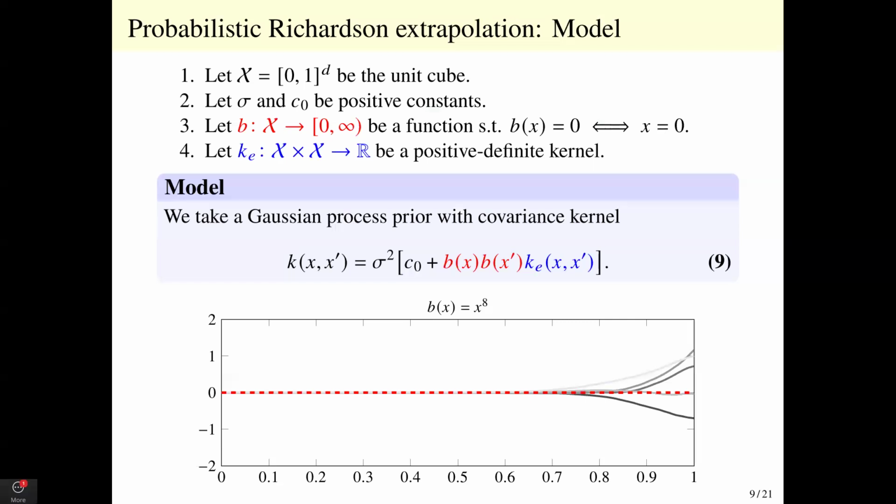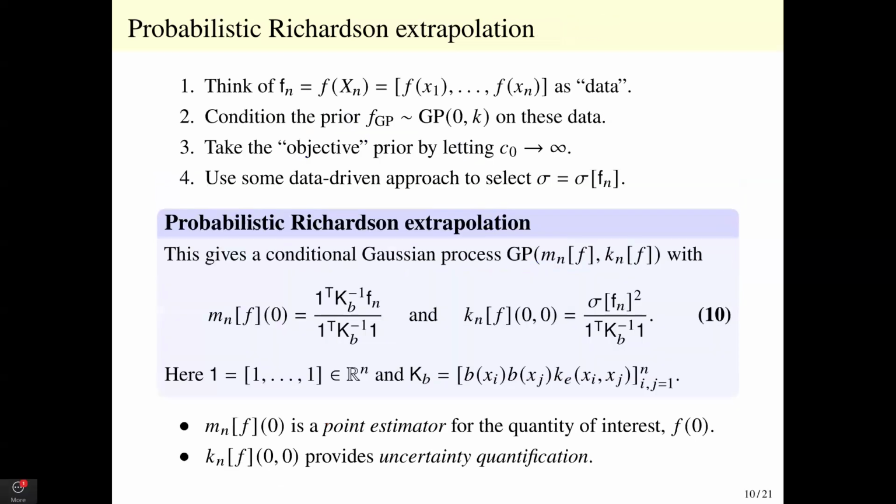Here we have this parameter sigma, which controls how much variance there is. So in order to get somehow meaningful variance, we need to select this sigma in some data-driven way. We use some standard techniques to select this parameter. And what this gives us is this extrapolation for the unknown quantity of interest.